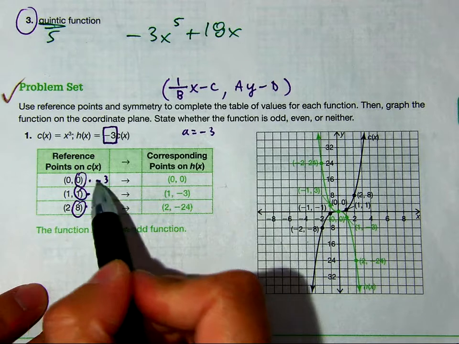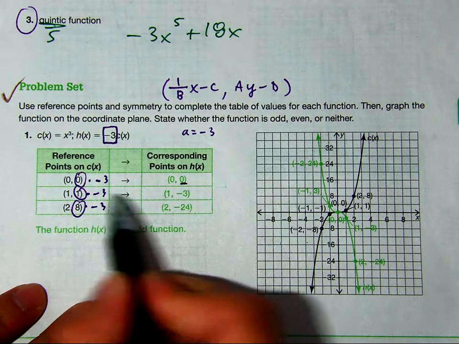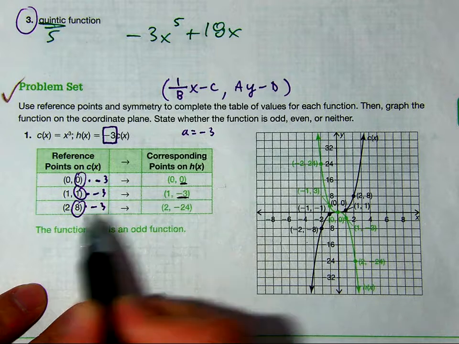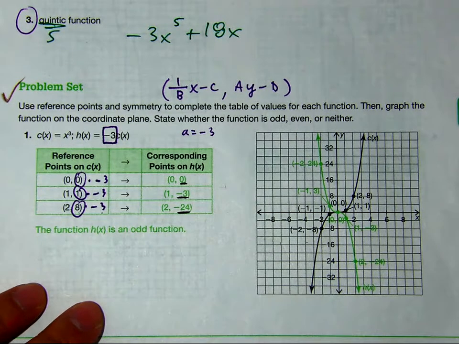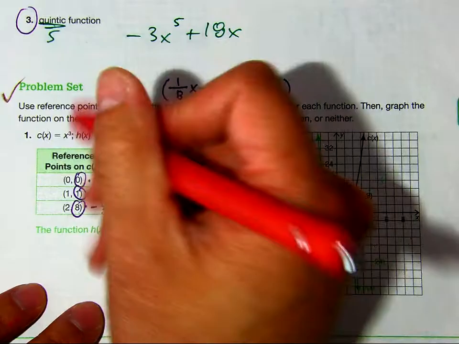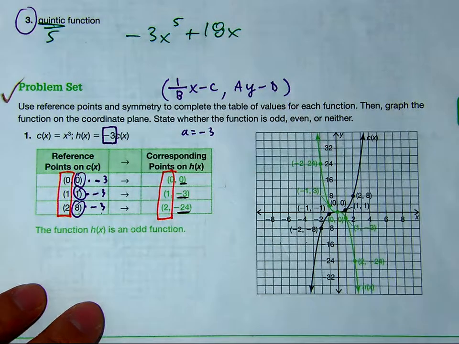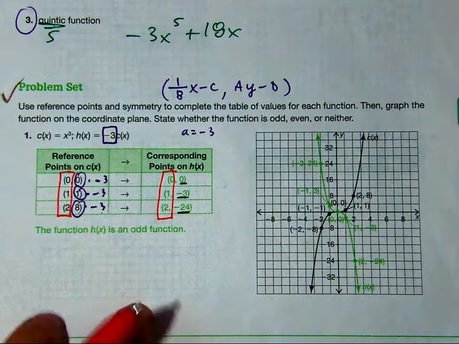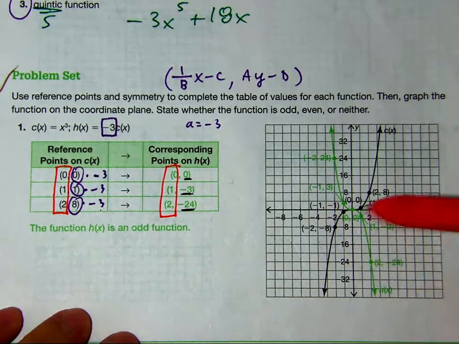So 0 times -3 is what, class? 0. 1 times -3 is -3. 8 times -3 is -24. Notice here how the x values are not touched. They're the same. Well, how do you get, I only have 3 points, how do you get the 4th and 5th points?